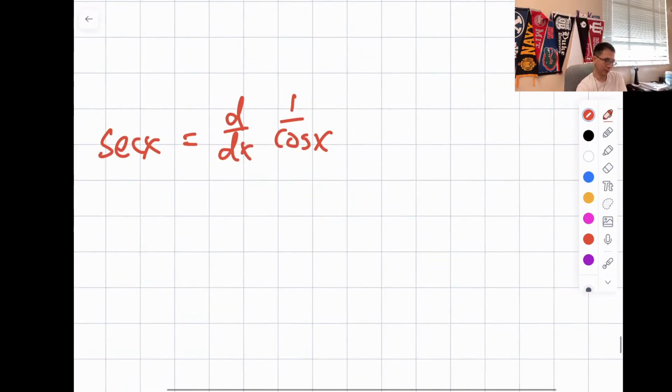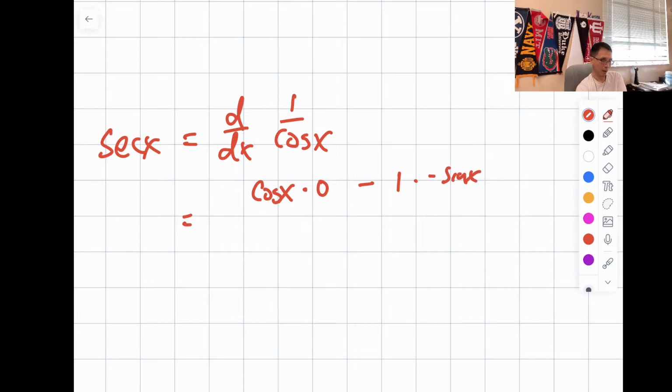Be brave. So the derivative of 1 over cosine of x. So low, right? d high. Not 1 over negative sine, no. It's a quotient. You have to use the quotient rule. Minus high, d low. Over low.